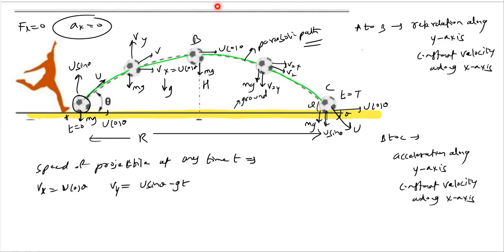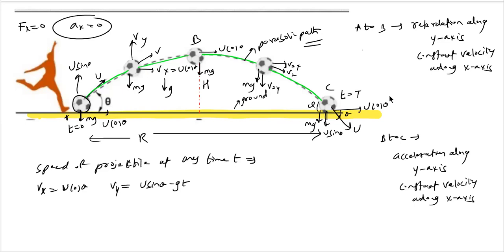I'm using this one. When it moves from here to here, the horizontal component remains the same. The vertical component decreases. Why does it decrease? Because g will act opposite to u sin theta. That's why we have a minus sign. Why is this positive? Because this vy acts in the direction of u sin theta. Therefore, this will be positive, whereas g is acting opposite to u sin theta. That's why this is negative and this is positive. Okay, agreed.